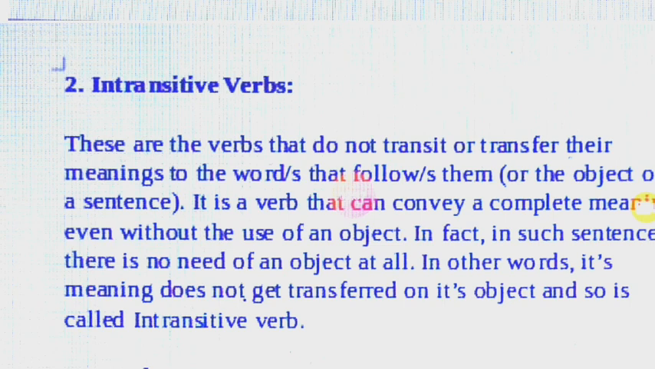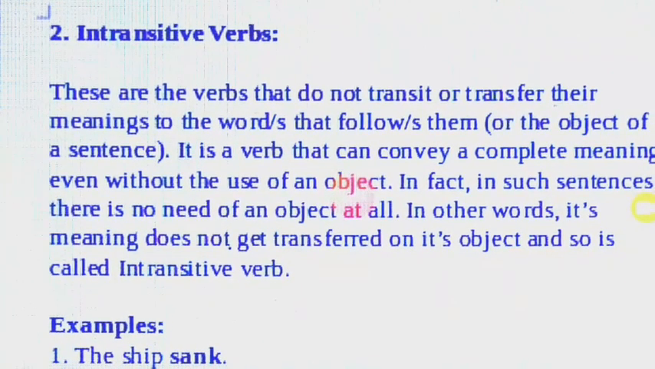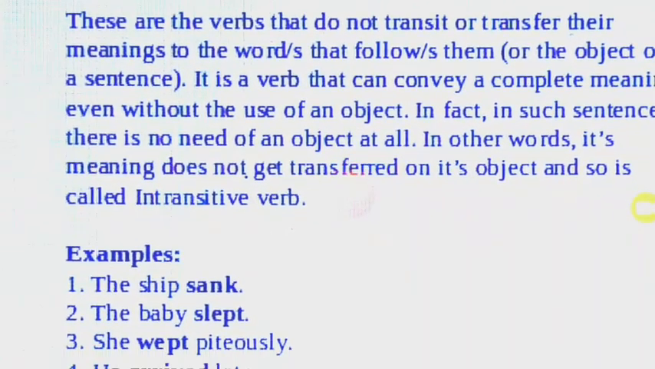Let's know about what are intransitive verbs. What's the definition? This is just opposite to the transitive verbs. Intransitive verbs are those verbs which don't require any object to complete their meaning. These are the verbs that do not transit or transfer their meanings to the word or words that follow them, or the object of a sentence.